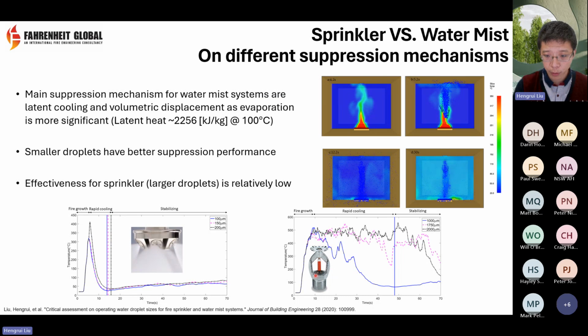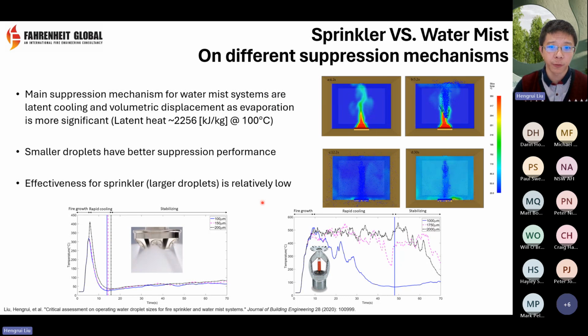But for the sprinkler system, even though we activate the system at the same time, 10 seconds, it takes a bit longer compared to the water mist system. Although it's also good enough, it just takes longer once we increase the droplet size, basically from 1,000 micrometers to 2,000 micrometers. Once we increase the droplet size from 1,000 to 1,700 to 2,000, the time it takes to suppress the fire or to reduce the temperature takes significantly longer.